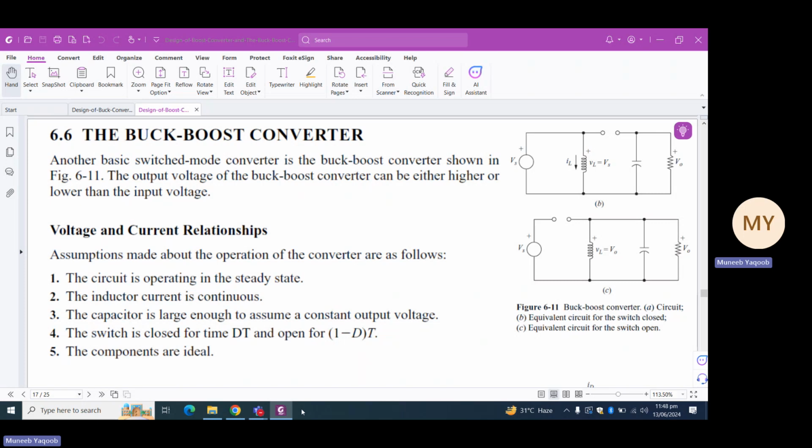So as shown in figure 6.11b of the buck boost converter, when the switch is closed, it is basically providing an inductor voltage VL equals to Vs, while when the switch is open, the inductor voltage VL is equal to the output voltage V out.